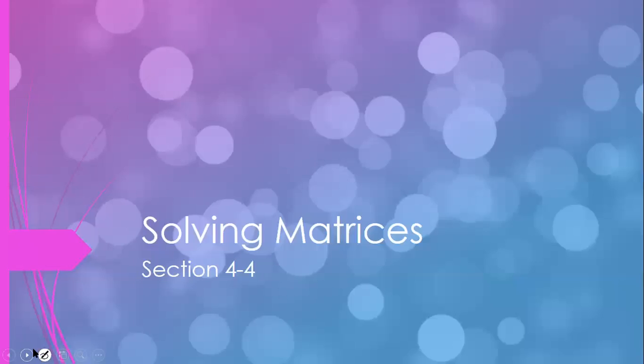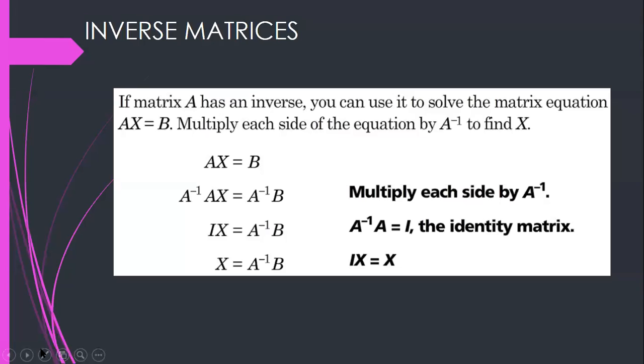So today we are solving matrix equations. But we're solving matrix equations. So what we need to know about solving a matrix equation is if a matrix A has an inverse, you can solve the equation by multiplying both sides by the inverse of A, okay? So that's basically it. Using the inverse to solve the equation.